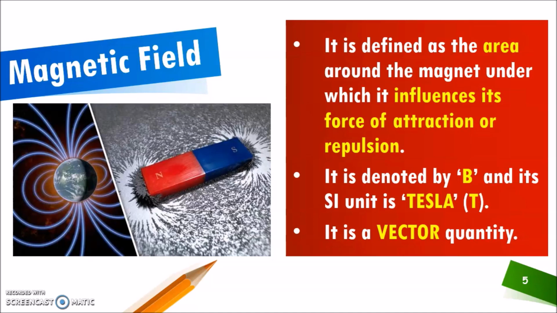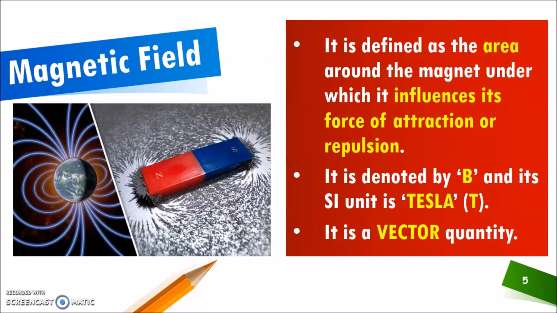Now it is denoted by B and its SI unit is Tesla. Nikola Tesla discovered this magnetic field. He worked in the field of electricity and magnetism. So the SI unit of magnetic field is Tesla. Okay, and it is a vector quantity. It has both magnitude and direction.